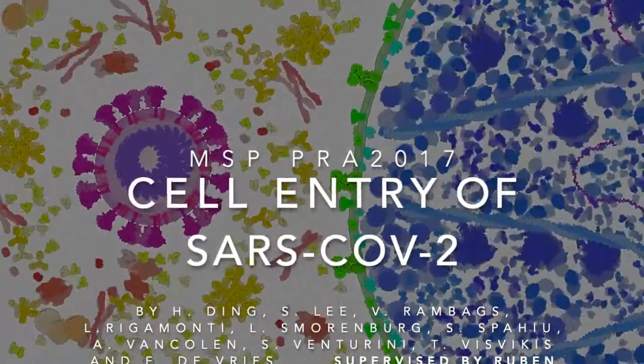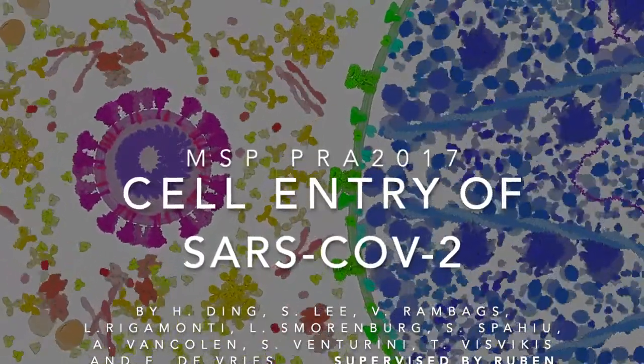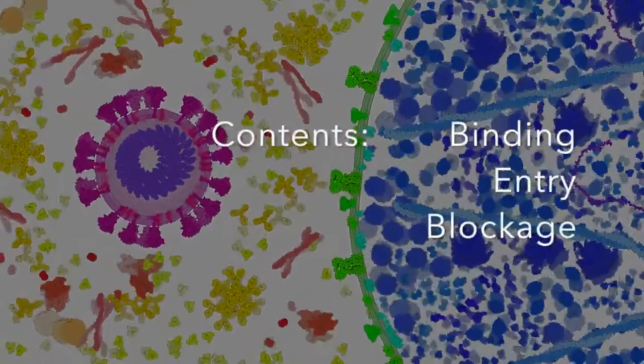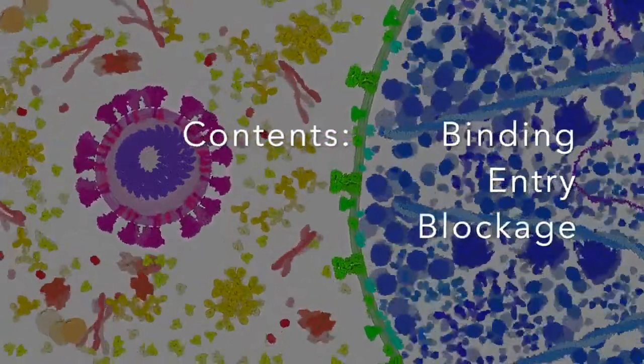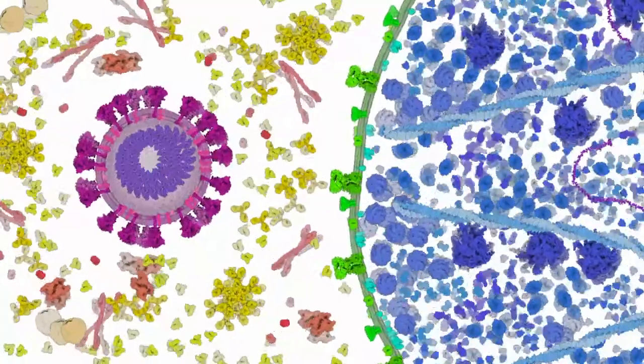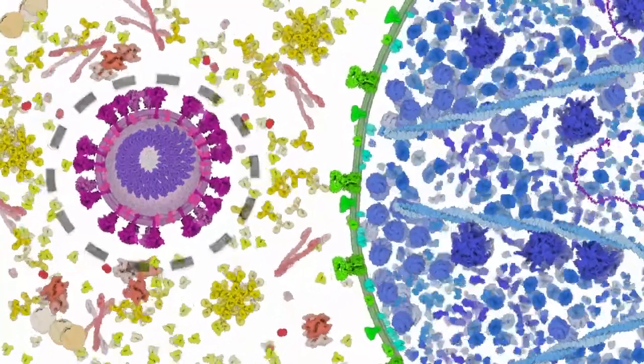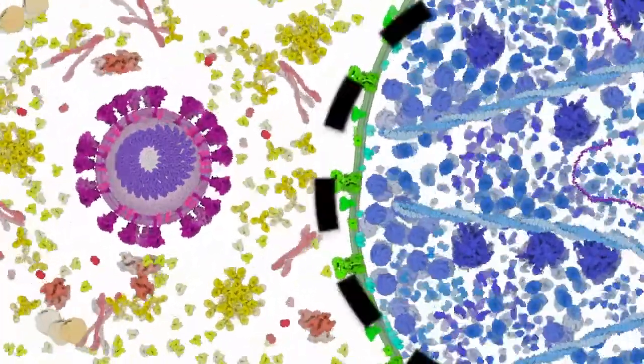COVID-19 is an infectious disease caused by the SARS-CoV-2 virus. In this video, we will explain the cell entry mechanisms of the SARS-CoV-2 virus and possible ways to block this. Here we see the virus in pink, next to a human cell in blue.